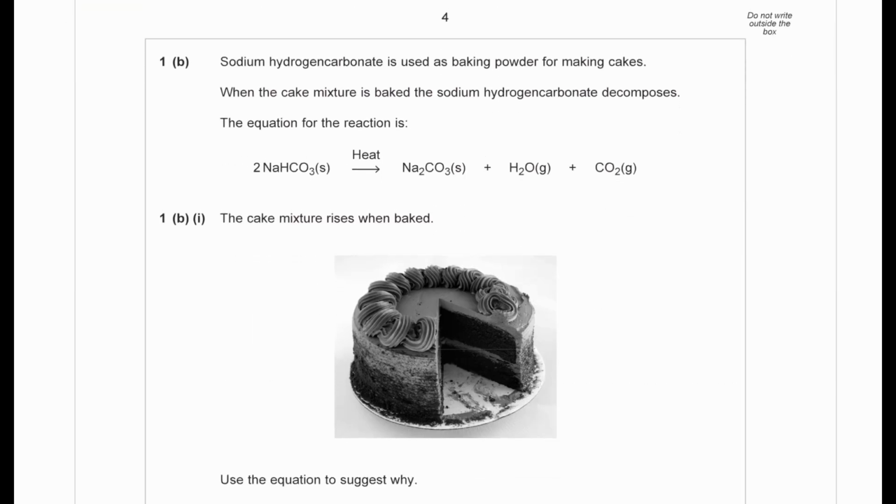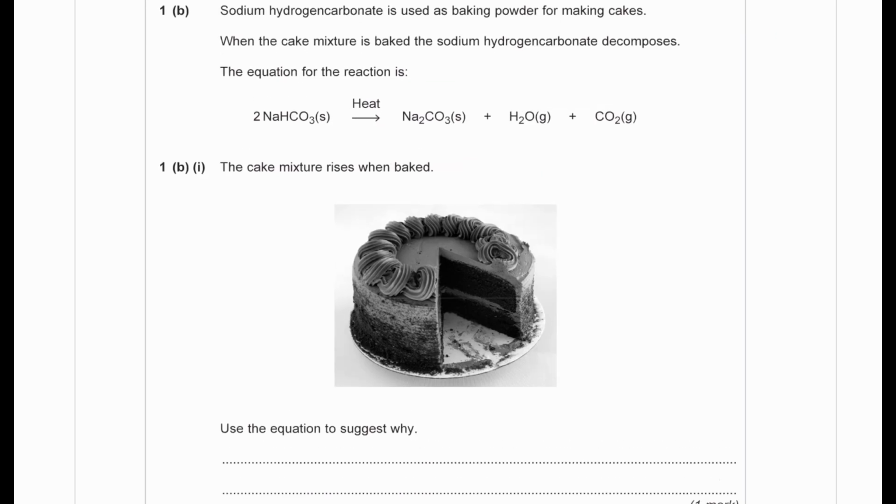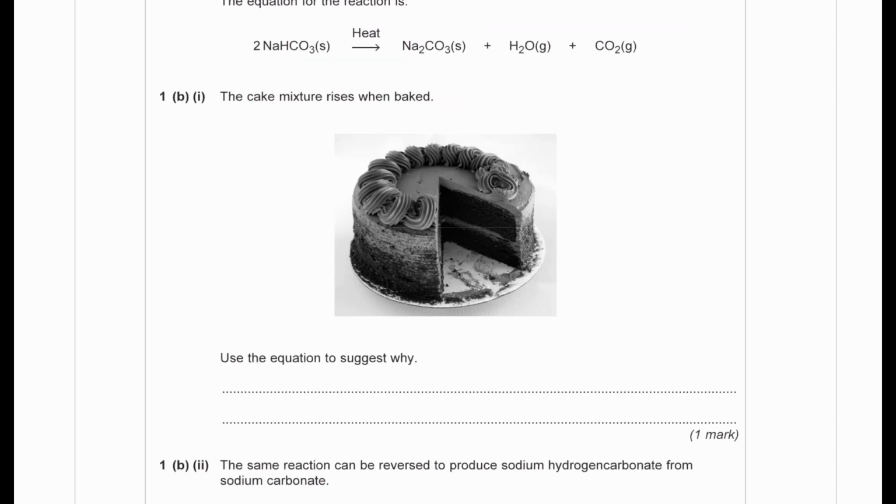In 1b it says that sodium hydrogen carbonate is used as baking powder for making cakes. When the cake mixture is baked, the sodium hydrogen carbonate decomposes. The equation for that reaction is shown below: you've got the sodium hydrogen carbonate on the left, right? That makes sodium carbonate, right? Obviously the hydrogen's left from there, plus water plus carbon dioxide. The cake mixture rises when baked. Suggest why. Alright, so we're going to use this equation to suggest why, and it's only 1 mark.